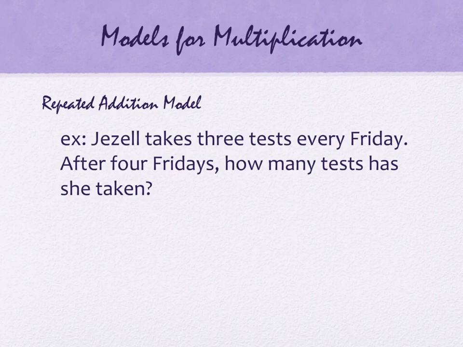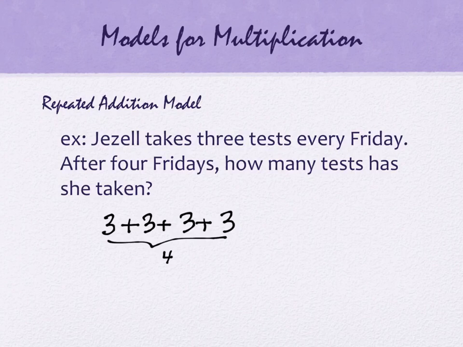Giselle takes 3 tests every Friday. After 4 Fridays, how many tests has she taken? Well, she takes 3 this Friday and 3 the next Friday. And we do that for how many Fridays in a row? 4. So we end up adding 3 together 4 times. There's 4 of these.